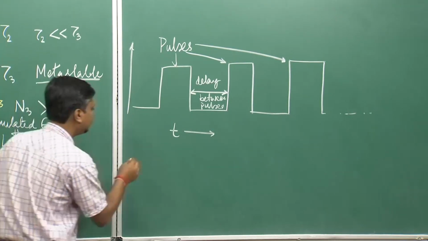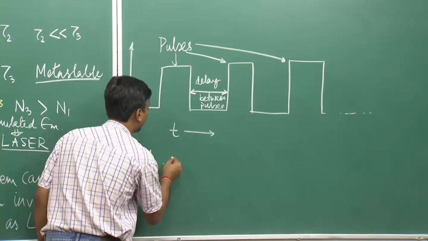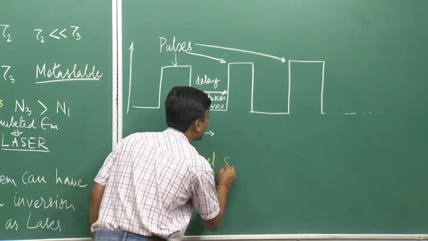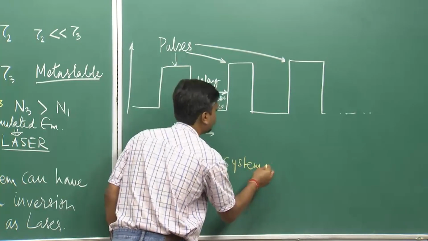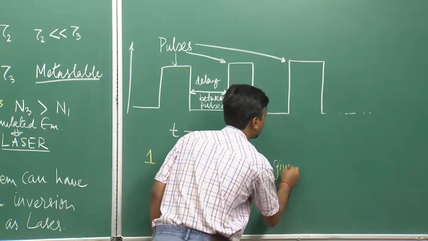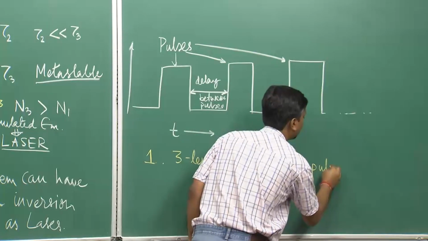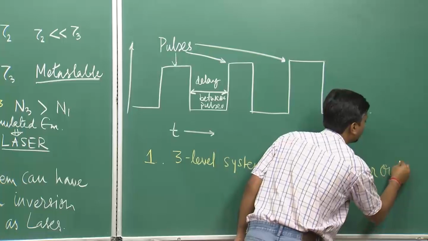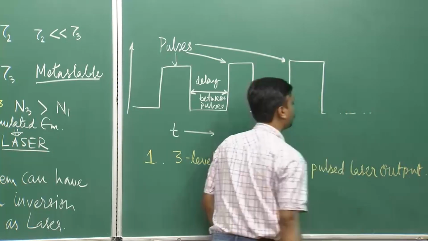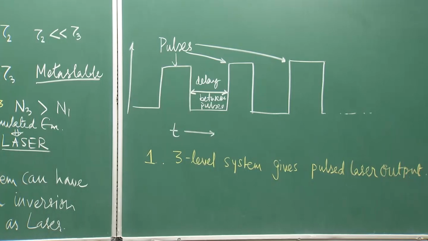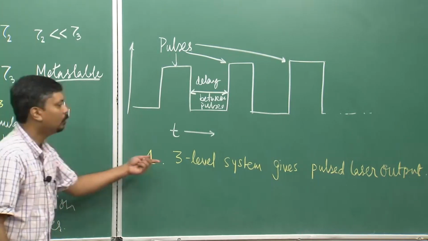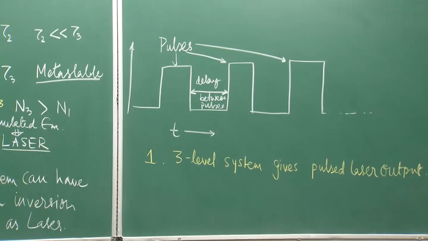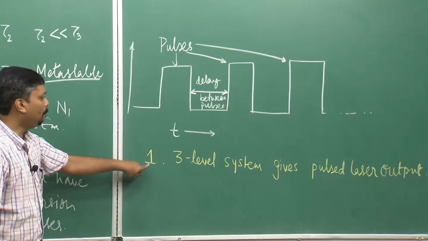So, this is the first take home message, that a three-level system gives pulsed laser output. Okay. So, this is what Theodor Maiman got in 1961. Okay.